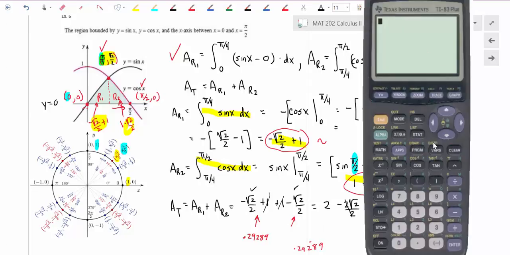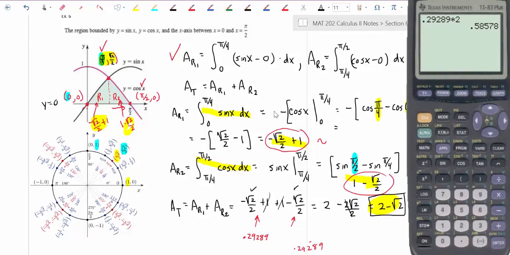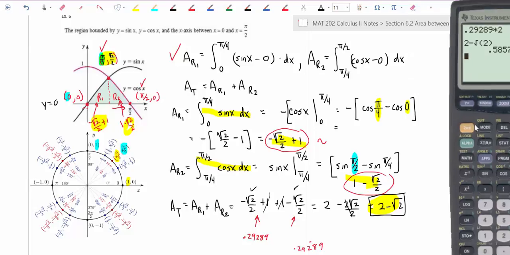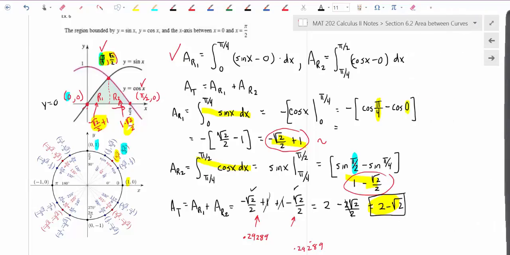So what I'm going to do is two things. First of all, I'm going to add these areas together. 0.29289 times 2. It's going to give that. Now let's take our final answer, which is 2 minus 2 root 2. And let's see if they're the same. Okay, let's do a drum roll. See if they're right. Look at that. They're the same. So that verifies that that's the answer of the problem. So that's how you use your TI on that.